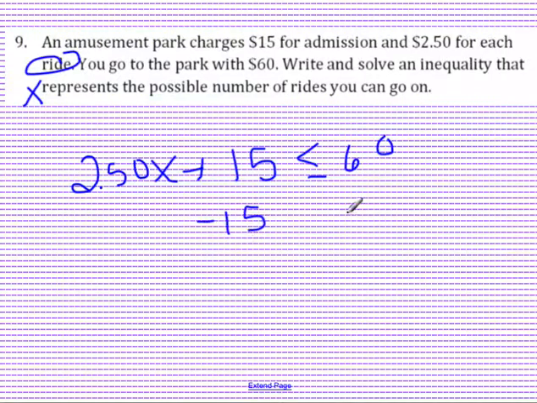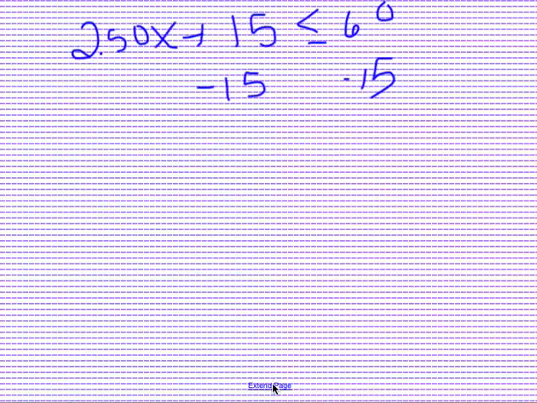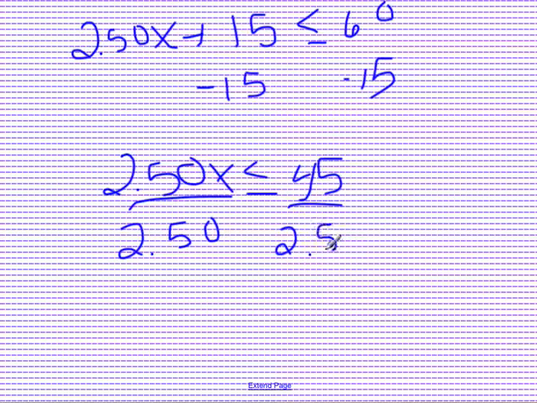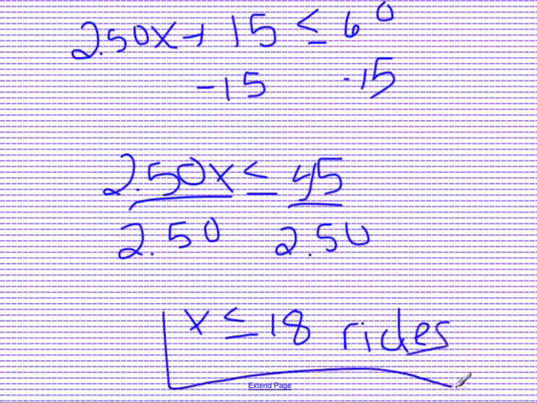So now I'm going to go ahead and solve this inequality for X. So I get $2.50 X is less than or equal to 60 minus 15, which is going to give me 45. Divide both sides by 2.50. And then I end up getting that X is less than or equal to 18. Now remember that I said that X specifies rides, so I'm going to go ahead and label that rides. That X is less than or equal to 18 rides.